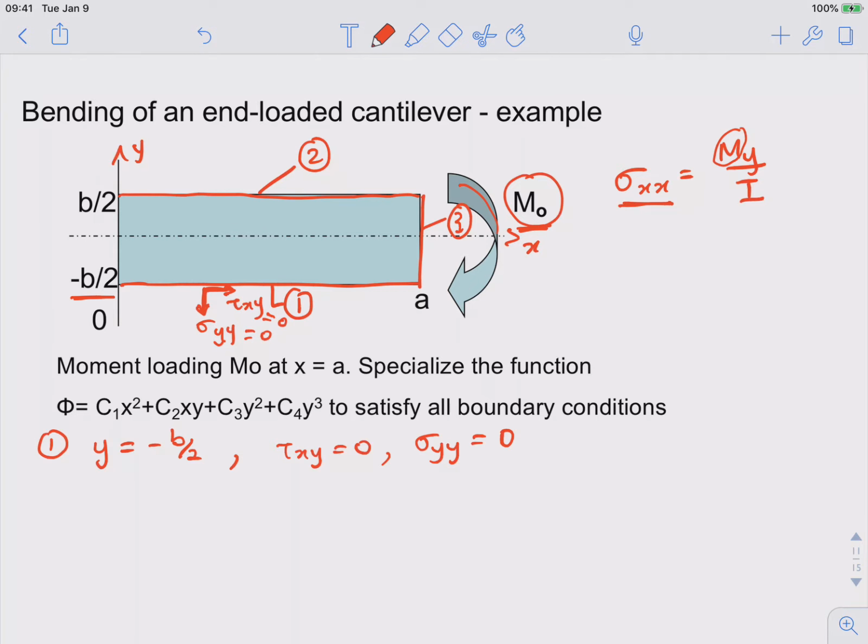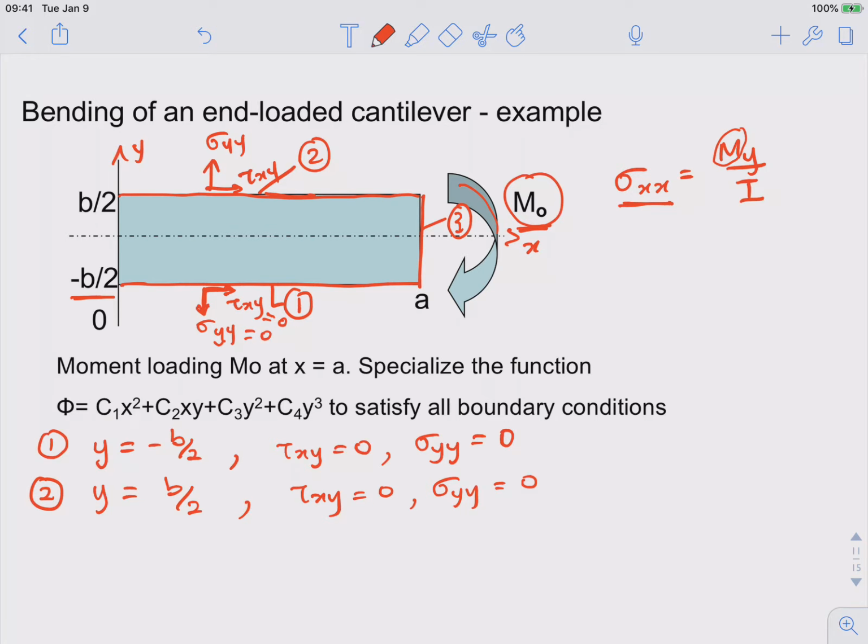I do the same for y is equal to plus b over 2. That's on my top surface that I just defined. So at b over 2, tau xy is 0, and any normal stress, which is my sigma yy in the y direction, is also equal to 0. So there's no sigma yy on that surface, and so I only have those two, and those two are 0.